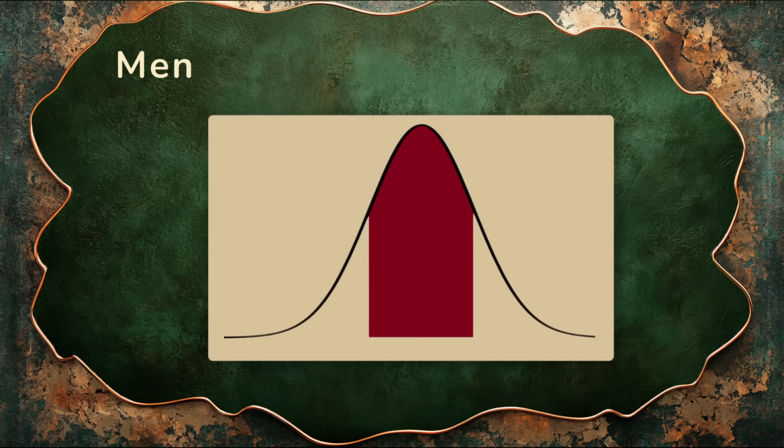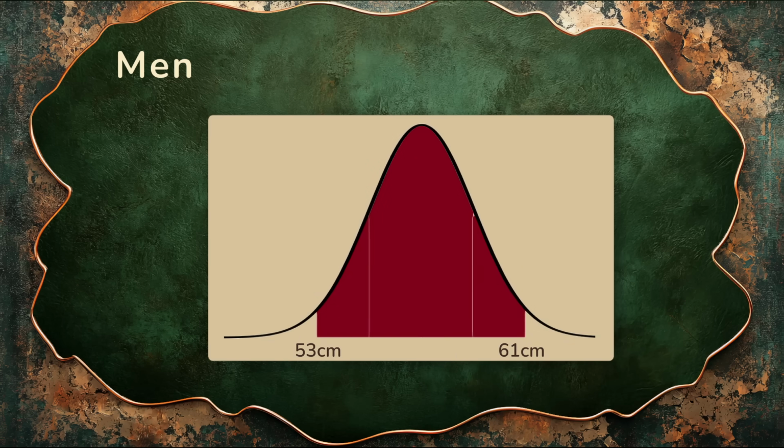For men, about 68% have head circumferences between 55 centimeters and 59 centimeters, within 1 standard deviation of the mean. 95% of men have a head circumference within 2 standard deviations, that is, between 53 centimeters and 61 centimeters. And if you want to include 99.7% of men, the 3 sigma range is between 51 centimeters and 63 centimeters.